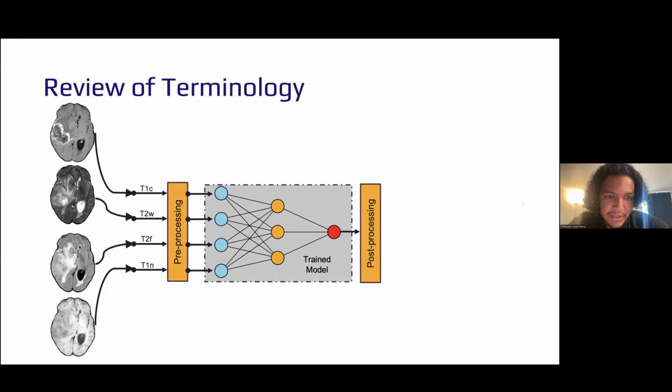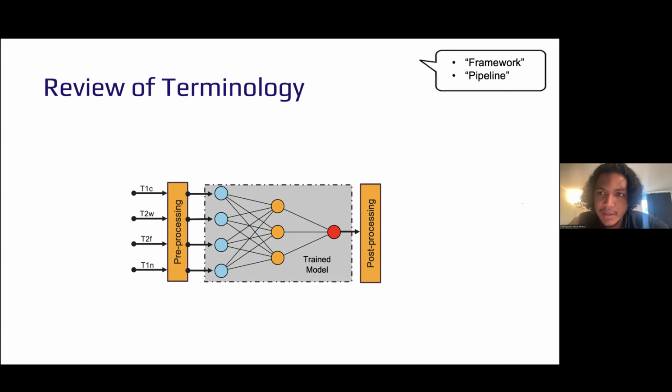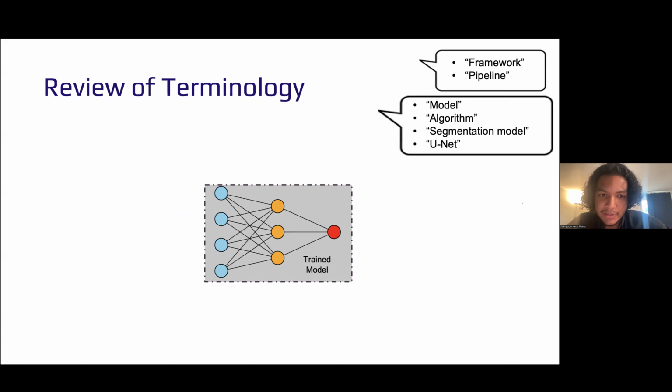But just to get more familiar with the terminology, this entire process, this entire algorithm that you're building, is called a framework or a pipeline. This is what people refer to it as when you read papers. And additionally, just this gray part is sometimes referred to as a model or the algorithm, the segmentation model, or a lot of times the U-Net.